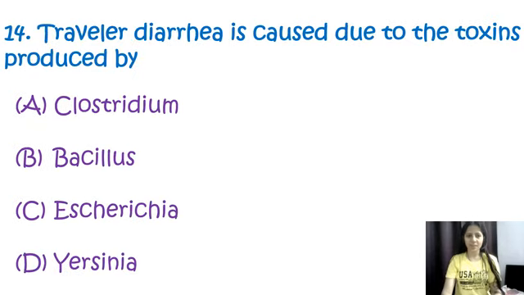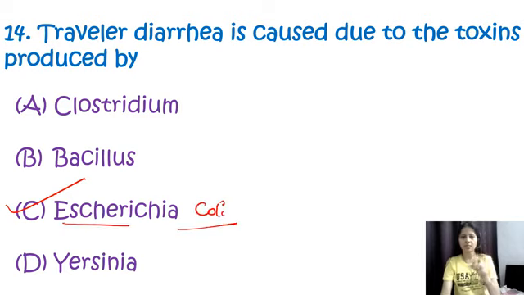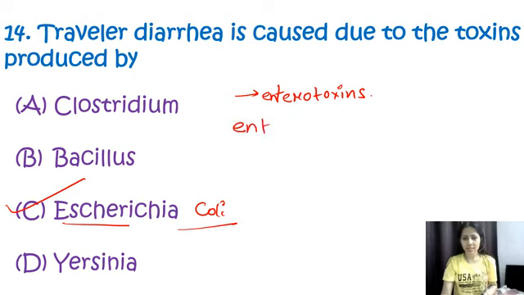Question number 14. Traveler's diarrhea is caused due to the toxins produced by. Options are Clostridium, Bacillus, Escherichia, or Yersinia. This disease is basically caused by the toxins produced by option C, that is Escherichia coli, E. coli. These E. coli strains produce toxins, enterotoxins, or more particularly, they are enterotoxigenic.